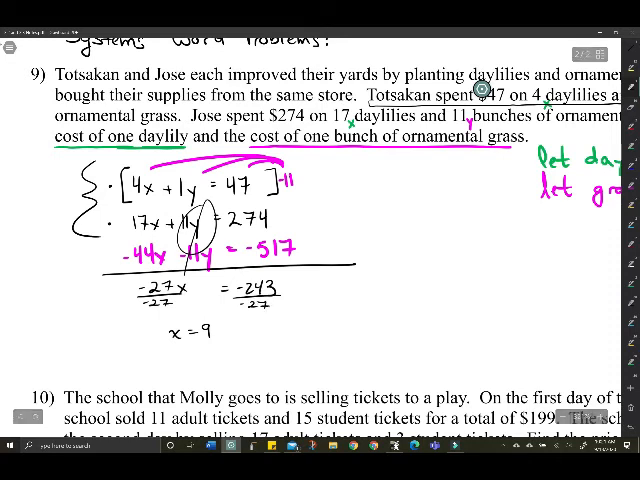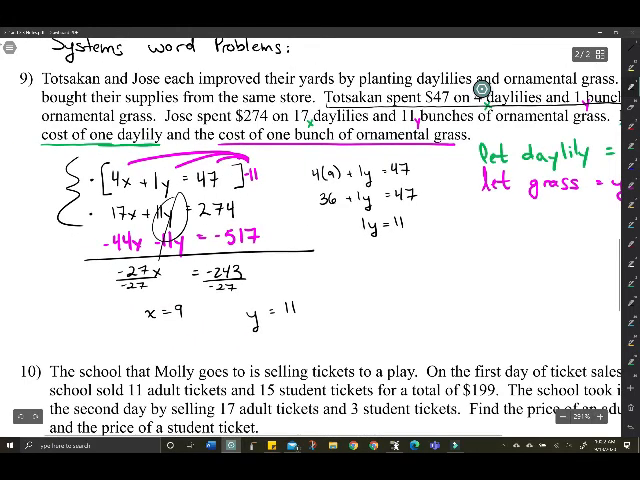Alright, now we also have to find y. So y is equal to, and you just plug that back in, 4 times 9 plus 1y is equal to 47. So that's 36 plus 1y equals 47. 47 minus 36, 11 equals 1y, which just means y is equal to 11.